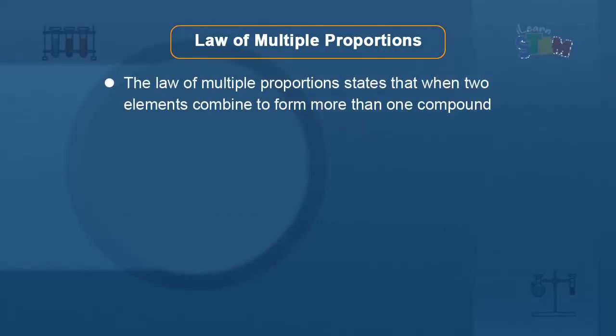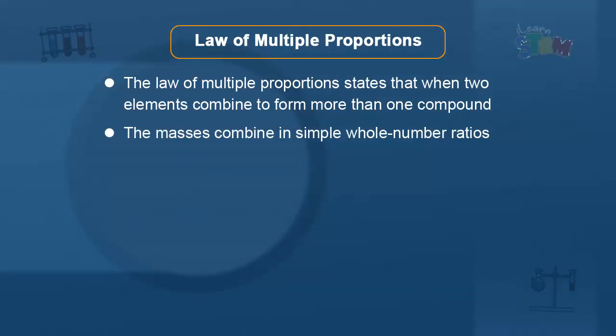The law of multiple proportions states that when two elements combine to form more than one compound, the different masses of one element that combine with a fixed mass of the other are in simple whole number ratios. Some elements can combine with each other in more than one way to form different compounds.